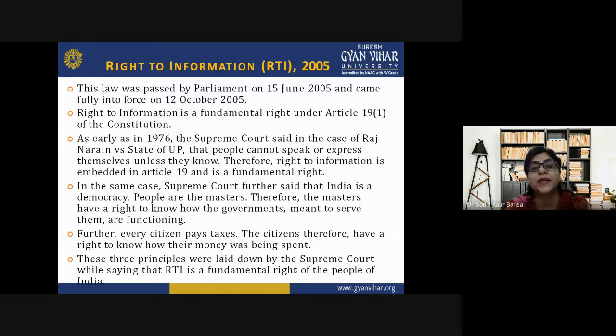So, understood, students, that this law was actually passed by Parliament on June 15, 2005, but it fully came into force by 12th October 2005.